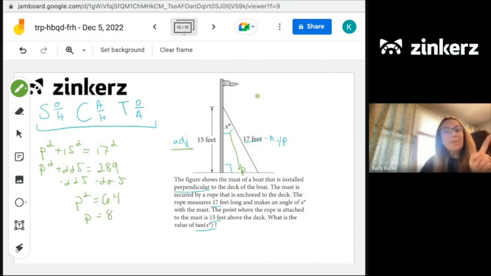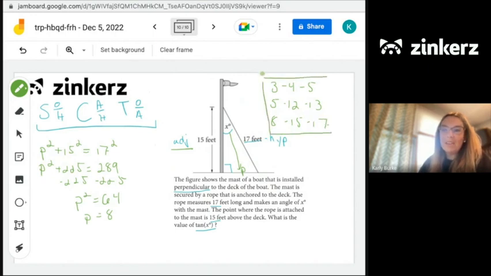Now, some of you might remember the Pythagorean triples. Just a little quick reminder, you have your 3, 4, 5, 5, 12, 13, 8, 15, 17. These are the most common ones that the SAT uses. Now, if you remembered this one, you could have saved yourself all this work here and just realized that P is 8. Either way, we know P is 8.